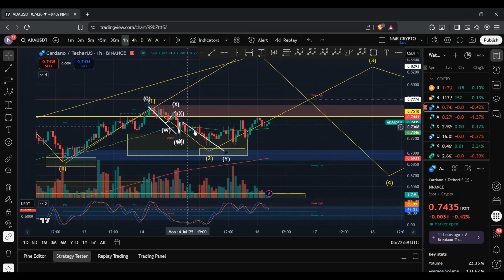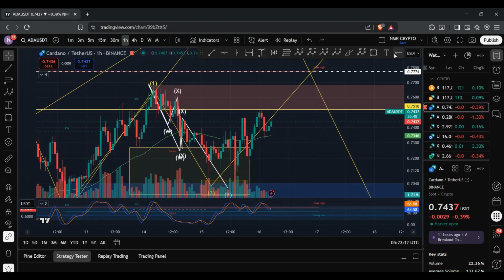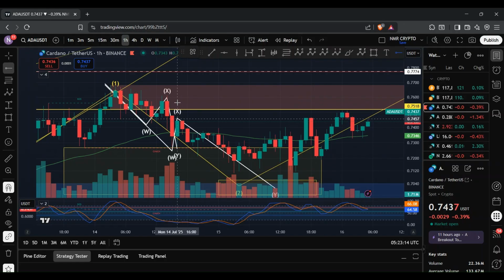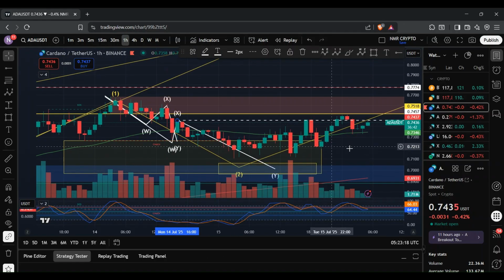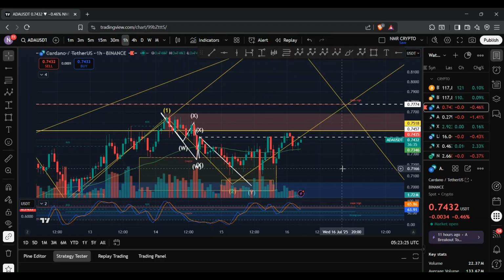And of course, I did break down the internal structure within this Y wave made up of a WXY structure, and that structure met the requirements. And so once again, it's possible that this structure is complete, and we are now within this wave 3 to the upside. Here you can see that we ended up reaching past this level, which is the wave X or the wave Y origin, a couple of times. And so it's possible that we are once again within this wave 3 to the upside.